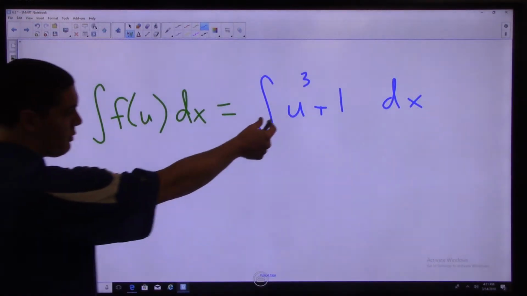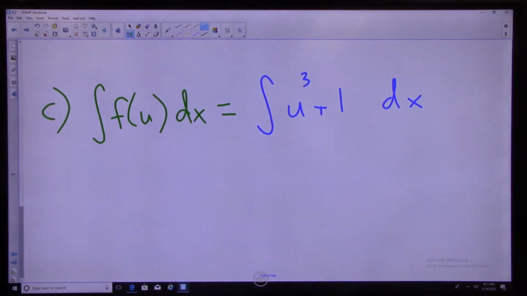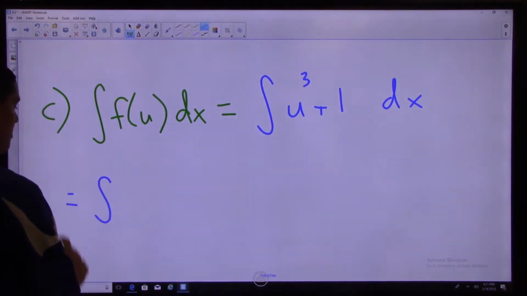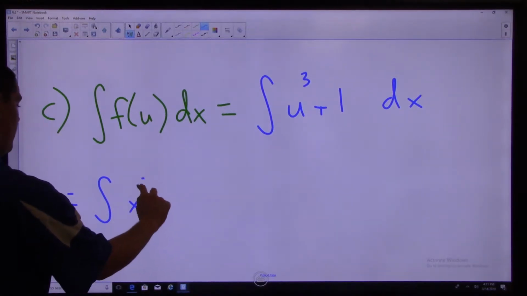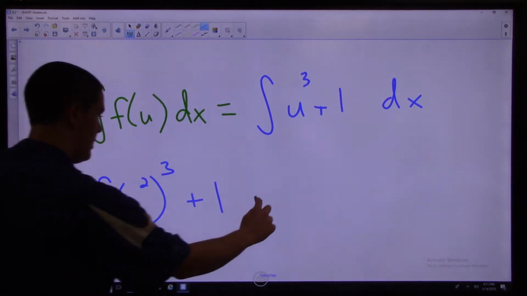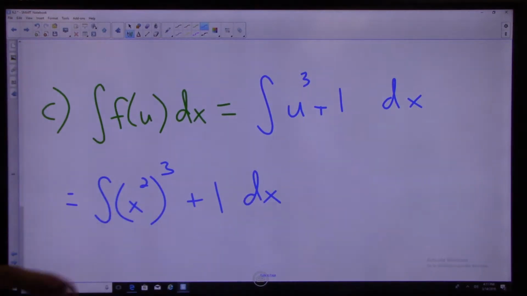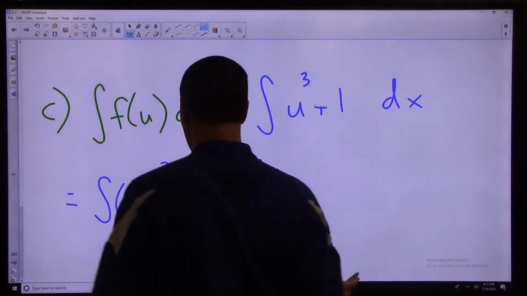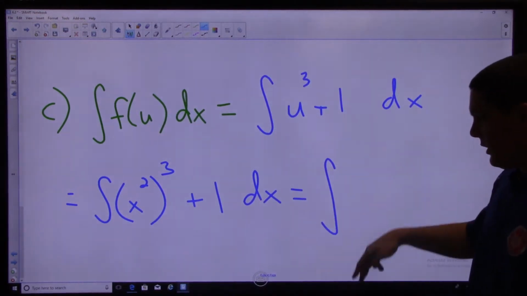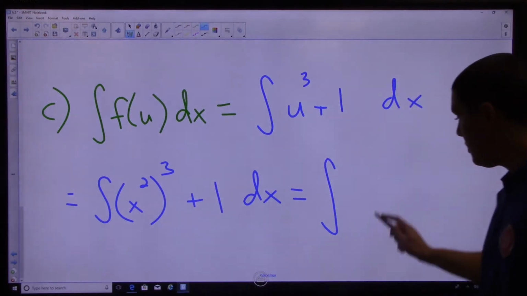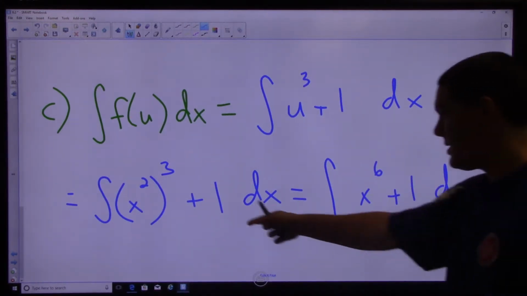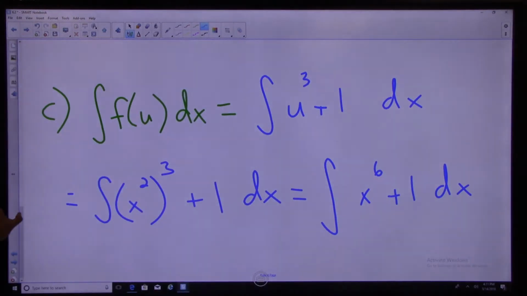Before I integrate, let's go ahead and replace u with x squared. Is that okay? So we know u is x squared, so therefore it's going to be the integral of x squared cubed plus 1 dx. Actually, before I get started here, let me just simplify. It's x squared cubed, which is x to the 6th plus 1 dx. All I did was simplify there, and now I'm going to keep going.